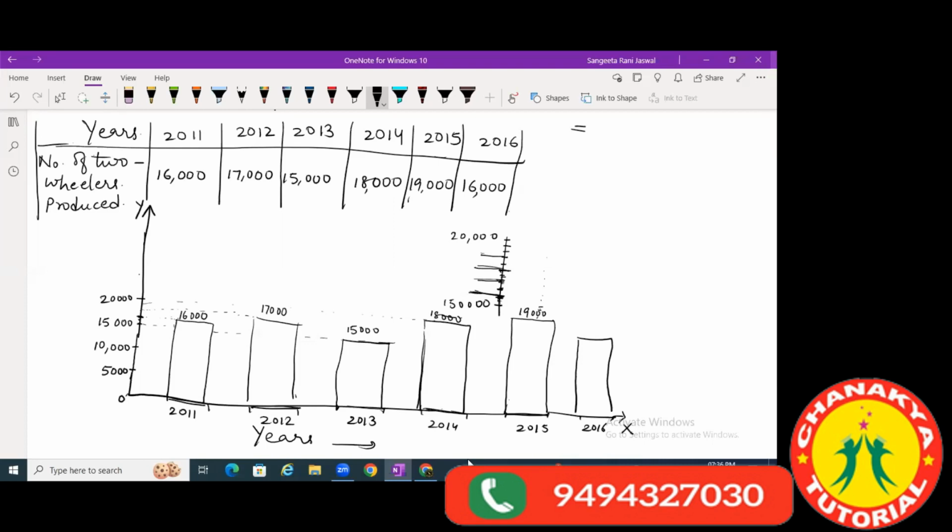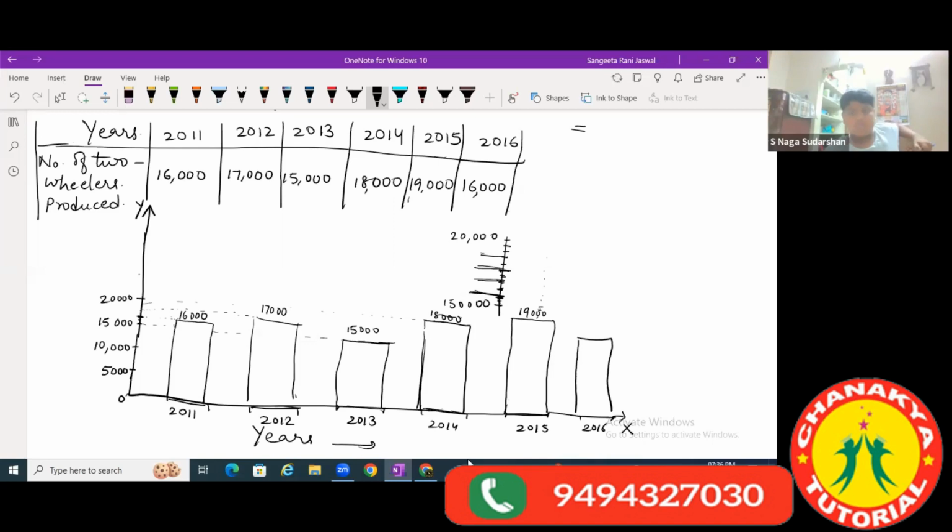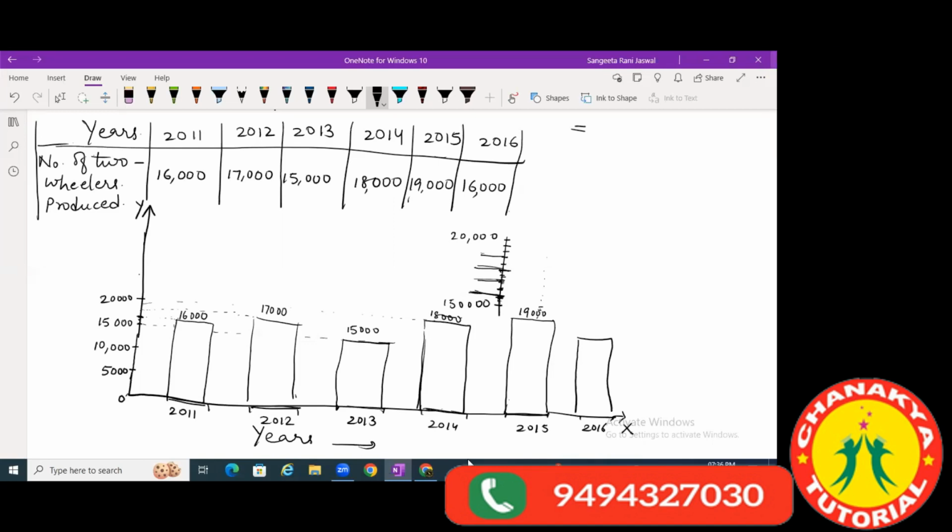Ma'am, actually, I'm saying 2015 is 19,000. You are saying the width is not fitting on your page. Yes, ma'am, when I'm doing the 2015. Don't make the last bar then. Leave the last bar. If the width is not fitting on your page, just leave the last bar. Okay, ma'am.